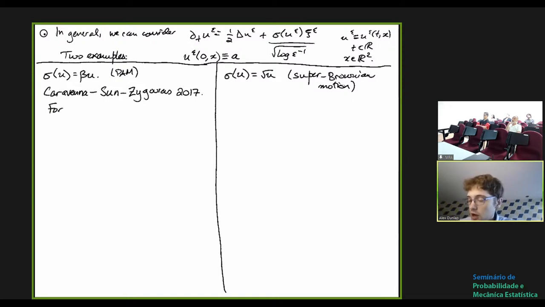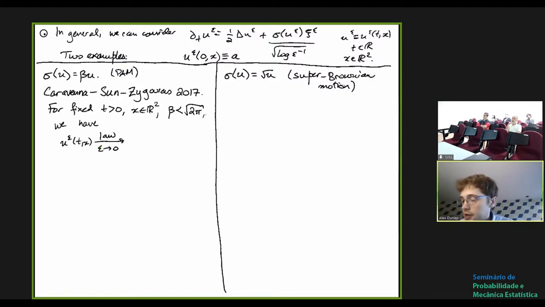So what Caravenna, Sun, and Zygouras proved was that for fixed positive time t and fixed x in R2, so we're looking at one point at a time, and then beta, there's a phase transition in beta. If beta is less than square root of 2 pi, which is the critical value, we have u epsilon at t and x converging in law as epsilon goes to zero to an explicit log normal random variable. It'll be A times the exponential of Z beta minus 1/2 times the variance of Z beta. Here Z beta is a normal random variable with mean zero and variance 1 over 1 minus beta squared over 2 pi. So this is an explicit variance.